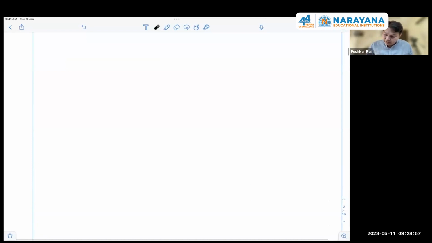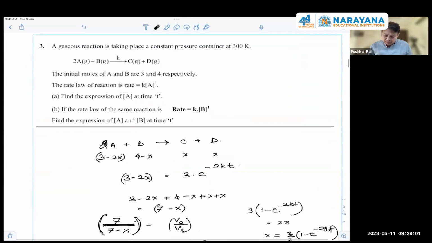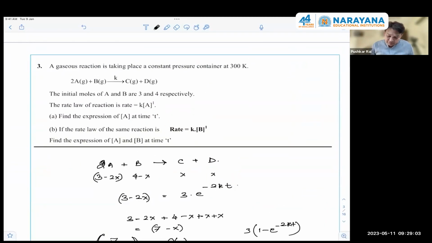So let me tell you some theory of this one so that you can tackle this problem. See this problem very carefully, question number 3, so that you do not waste time. This is taking place in a constant pressure vessel. If it is a constant pressure vessel, then you very well know what is going to happen. When the reaction proceeds, the volume is going to change. And when the volume changes, the concentration changes for two reasons: one is the natural decay, another is the change in volume.